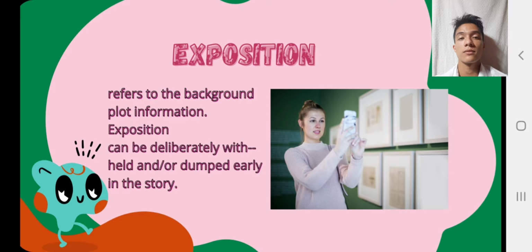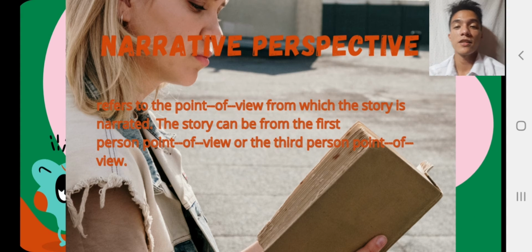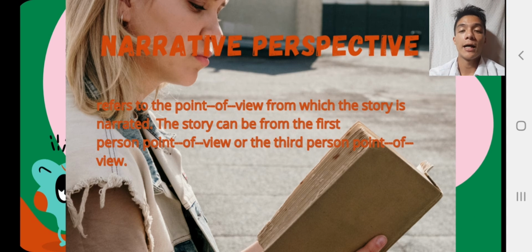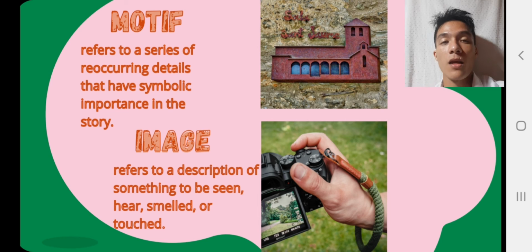So next is the narrative point of view, or narrative perspective. Narrative perspective refers to the point of view from which the story is narrated. A story can be told from the first person point of view or the third person point of view.